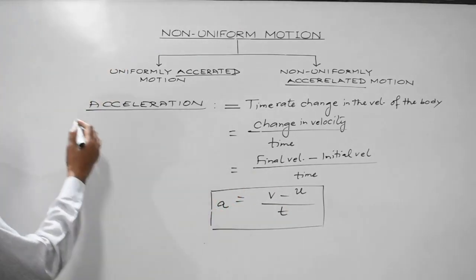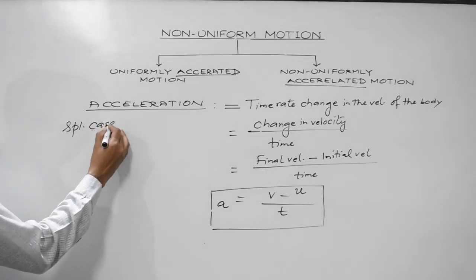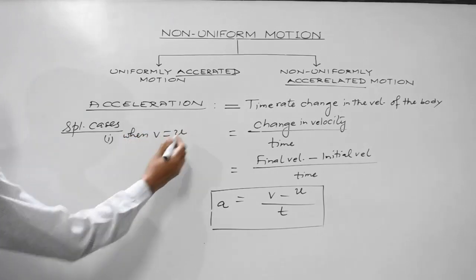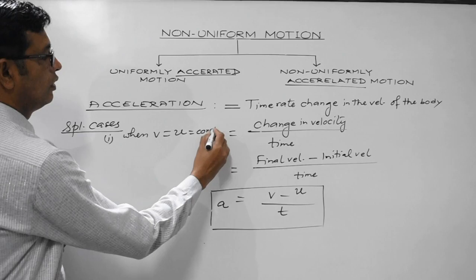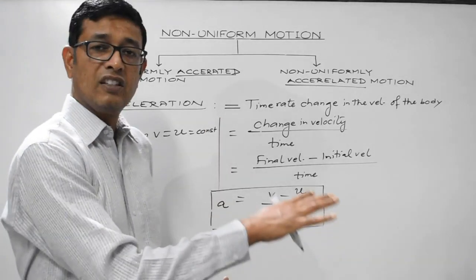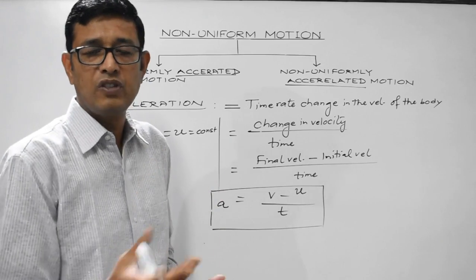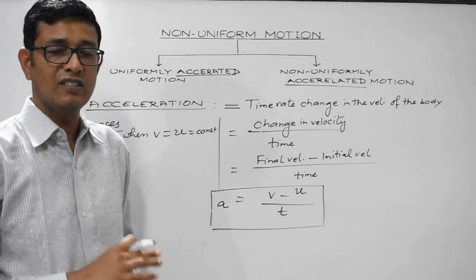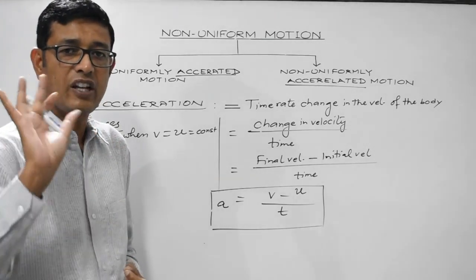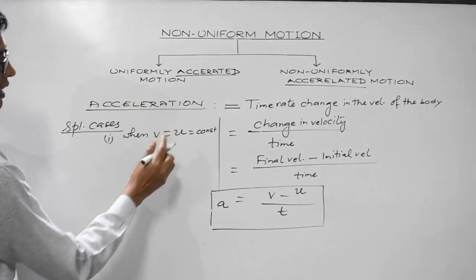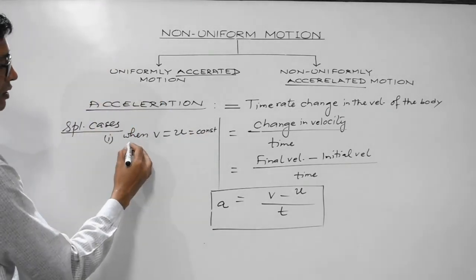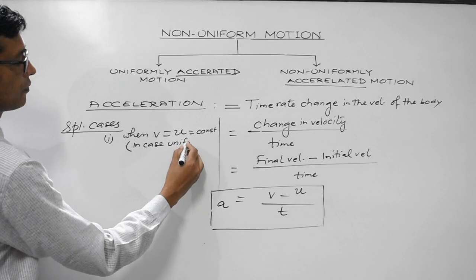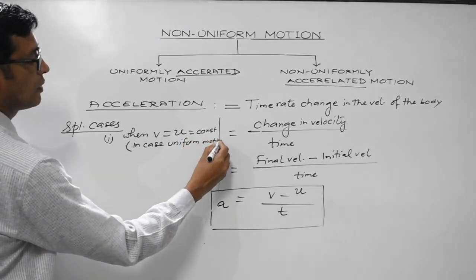Now, let's consider some special cases. Okay, let's consider the first case. When v is equal to u is equal to constant. It means that if we consider a body moving along a straight path, as usual we are dealing with the one-dimensional case only. In that case, if the speed of the body remains constant, with the passage of time the speed doesn't change, the velocity remains constant. So, that is the case when v equals u is equal to constant. That is, velocity is constant only in case of uniform motion. We are dealing with uniform motion in special case 1.